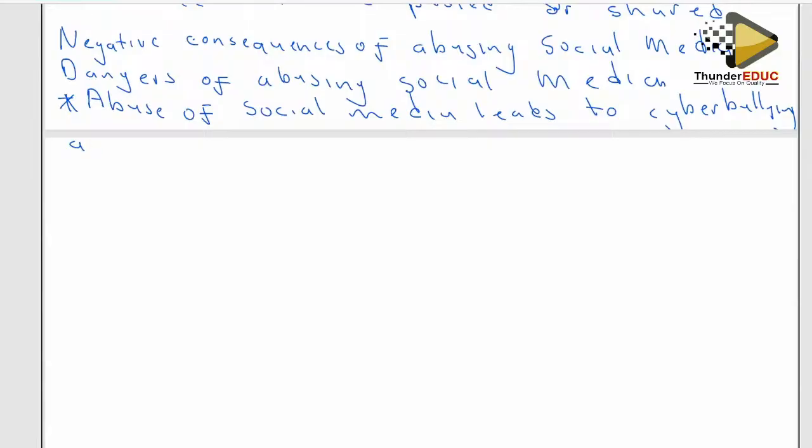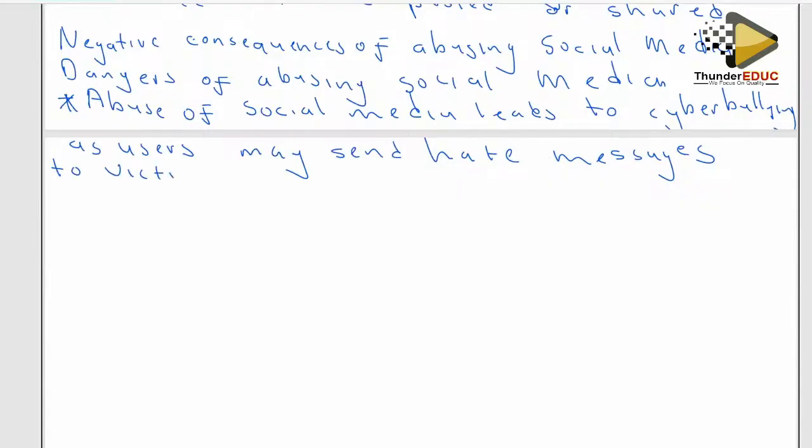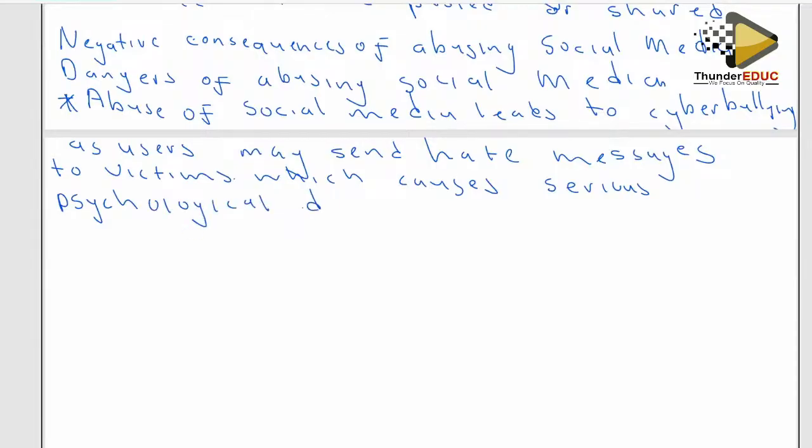As users may send hate messages to victims, this causes serious psychological damage to the victims.